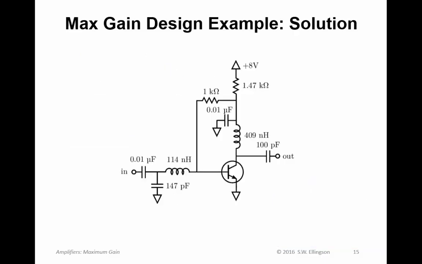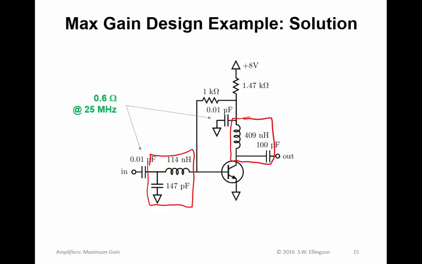So here it is after I put it all together. Here's my input matching network, and here is my output matching network. Notice I've chosen values for capacitors. In this case, I've chosen 0.01 microfarads for both of these capacitors. And the reason is simply that this is a very commonly appearing value. We know that this value is not going to be particularly sensitive. We just need it to be in a certain order of magnitude.